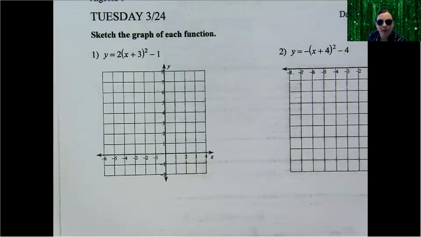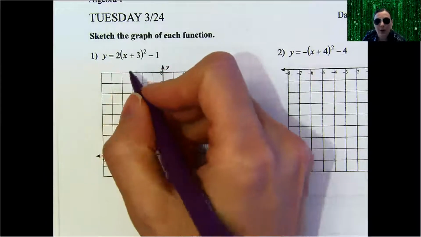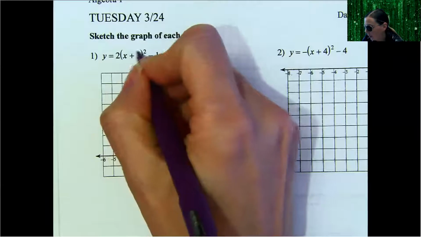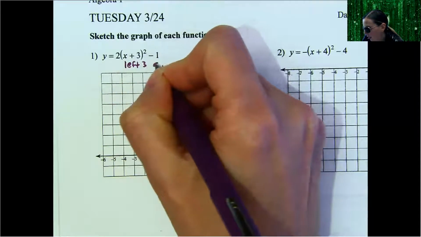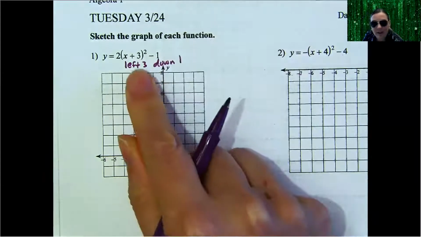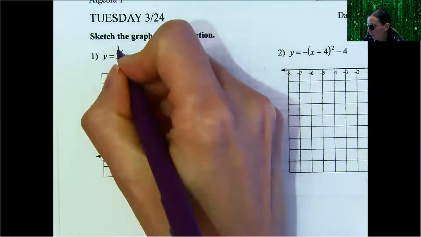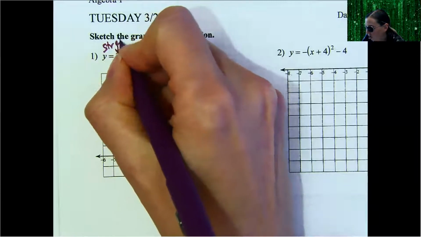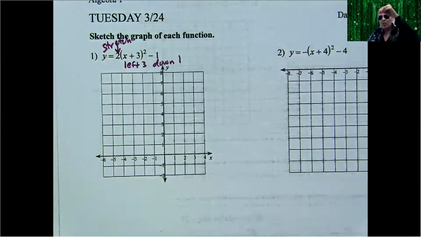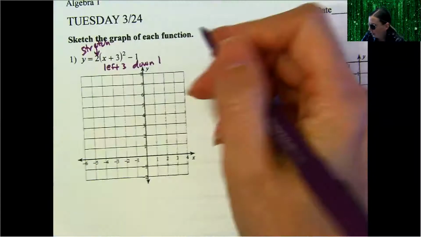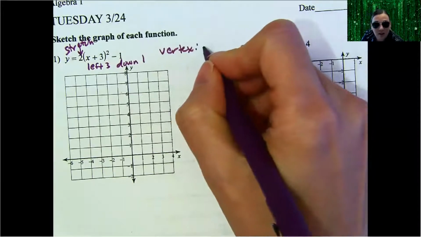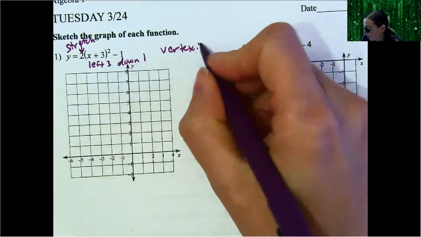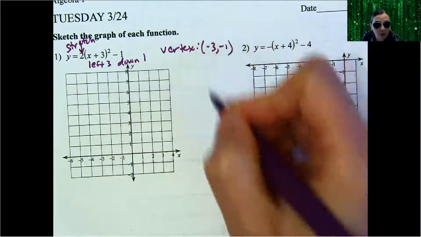All right, so first thing is to identify what that transformation is. So remember, in the parentheses, it's opposite. So this is going to be going left 3 and then down 1, right? Left 3, down 1. This 2 out front, that's just a stretch. That means it's going to be getting skinnier, like a rubber band, like it's getting stretched out. But for our purposes, we want to focus on what that vertex is to help us get things graphed. Since we're going left 3, down 1, the vertex is going to be at -3, -1.